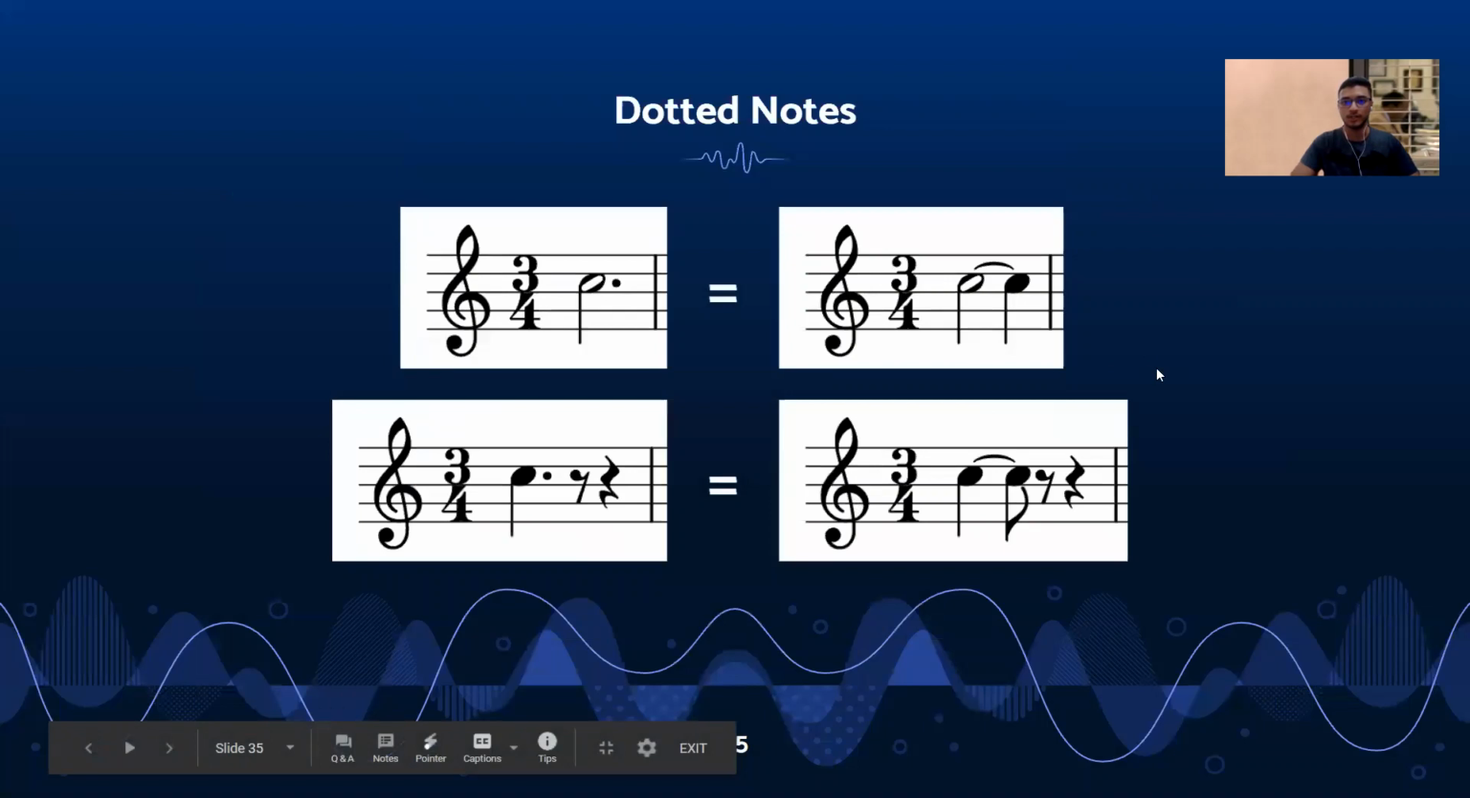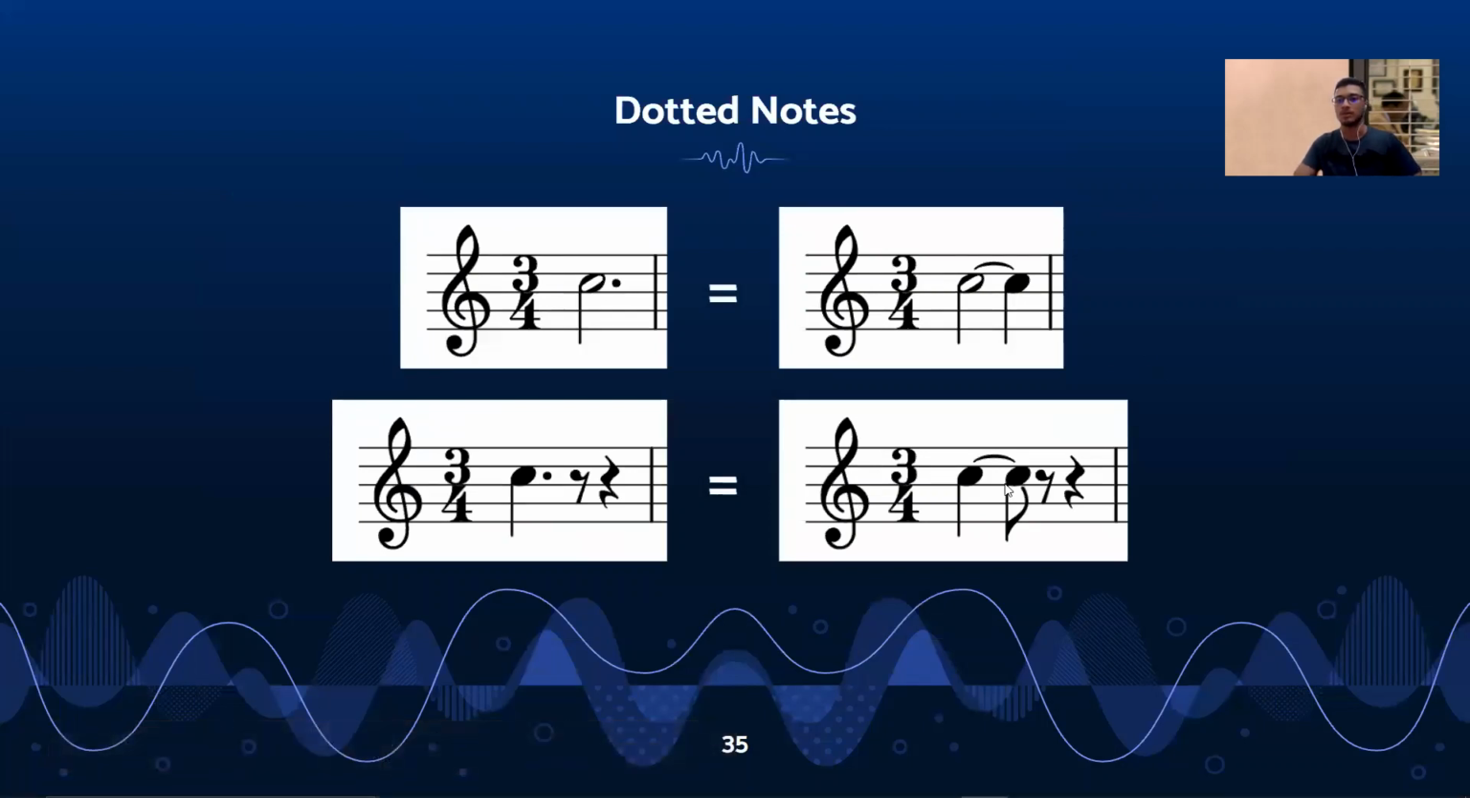A dotted note is when you add a dot at the end of a note, it means you're adding on half of the note's value. So a half note, if you add a dot onto that, you're adding half of that onto it. So it'll be a half note plus a quarter note. And a dotted quarter note will be a quarter note plus an eighth note.